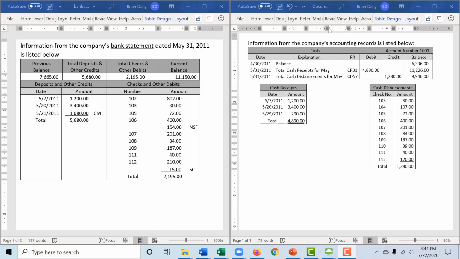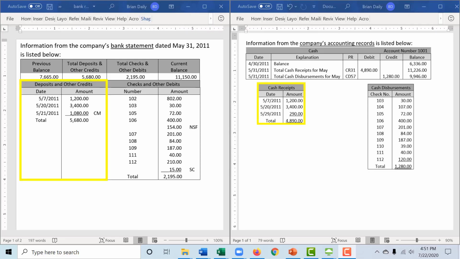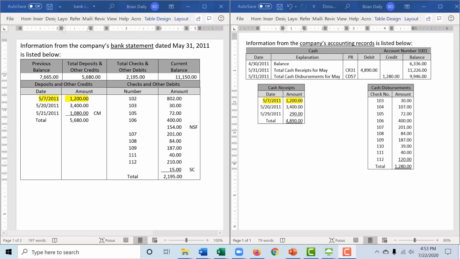Now that we've listed out the balances, we are going to go through the two sets of records and look for any differences. We are going to start by looking at the deposits. In comparing the list of deposits and other credits on the bank statement against the detailed list of cash receipts in the company records, we can see that both sets of records contained a deposit of $1,200 on May 7th, as well as a deposit on May 20th in the amount of $3,400.